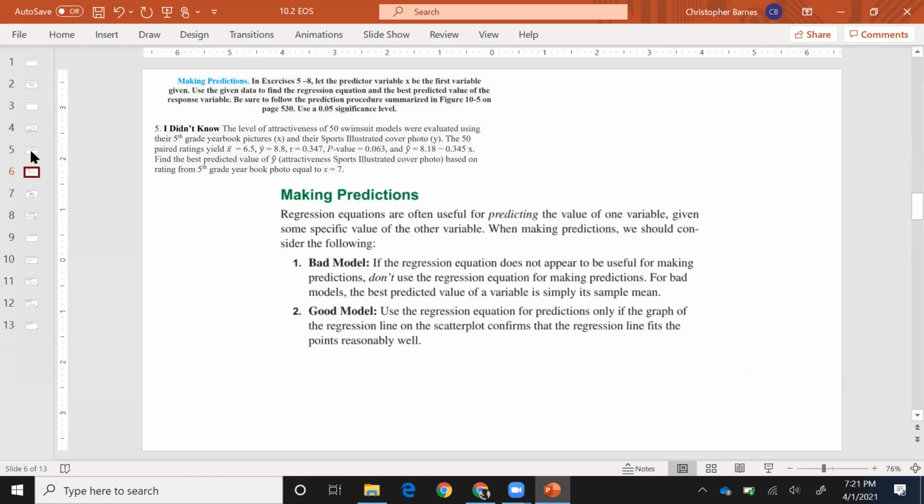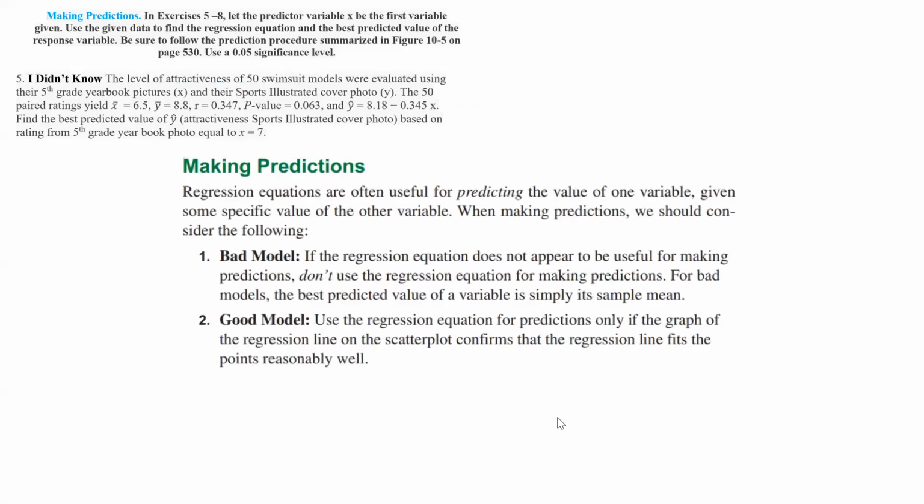This is going back to the textbook. And this is what students should have read before, right? This right here is talking about how to make predictions, right? Regression equations are often useful for predicting, blah, blah, blah. When making predictions, we should consider the following, right? So let me sit back and see what this says to us.